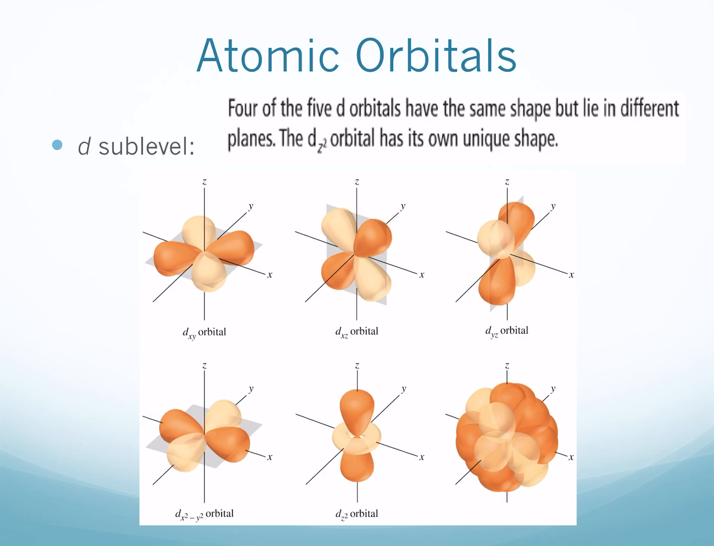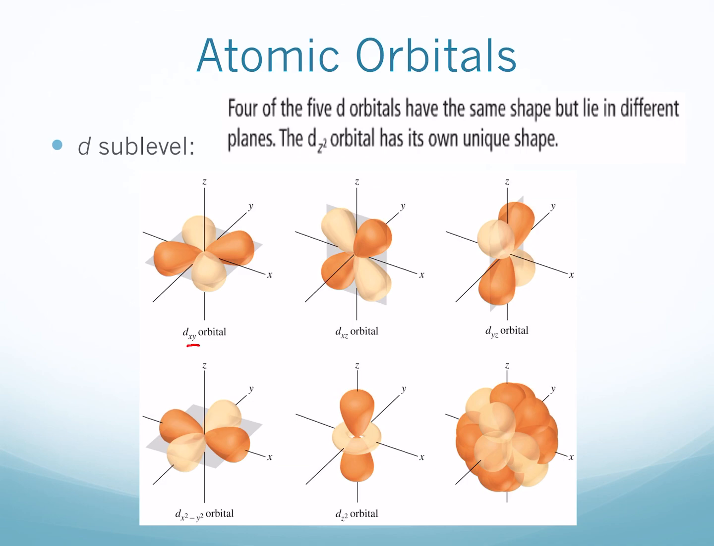There are 5 d orbitals, and they each have a similar shape, and they lie in the same plane. The last one's a little bit different. So here's what they are. There are 4 of them that look similar, and then one that's not. We call these double dumbbells. So the d orbitals are double dumbbells.